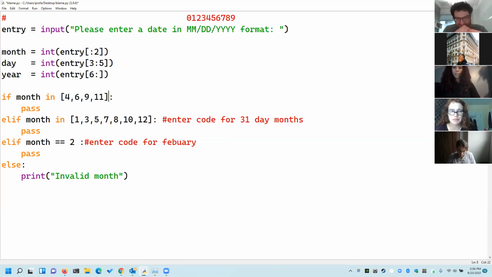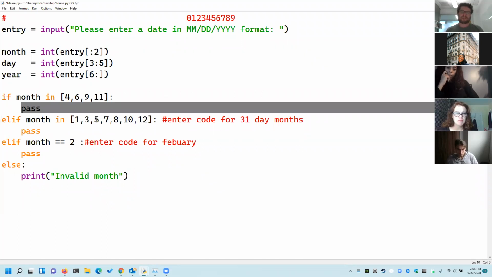So let's go ahead. This code not only categorizes us and sets us up for the correct number of days, but it also rules out invalid values of the month, which is great.